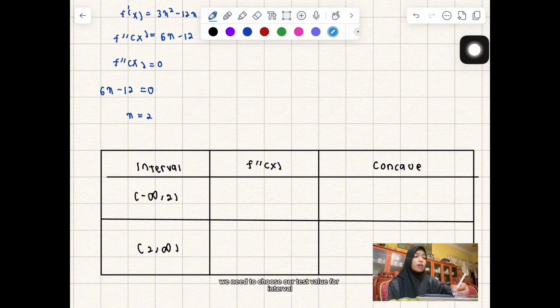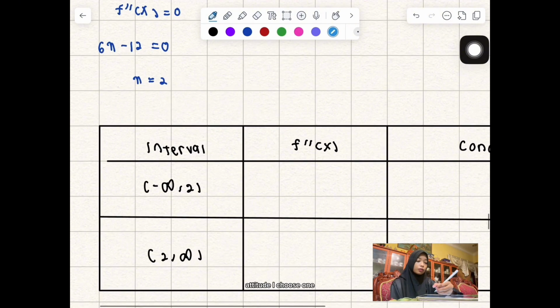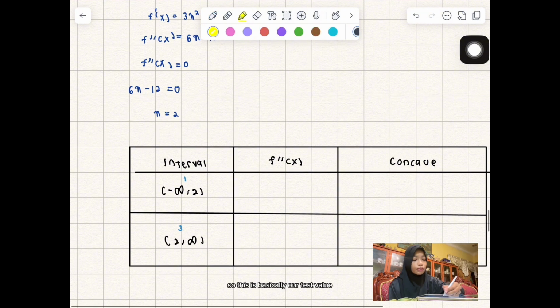And same as before, we need to choose our test values. For the interval negative infinity until 2, I choose 1. And the test value for 2 until positive infinity, I choose 3. So this is basically our test value.